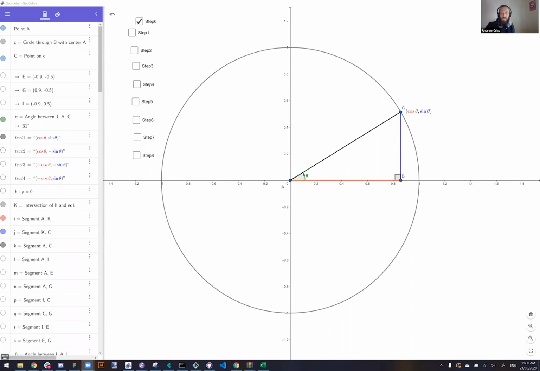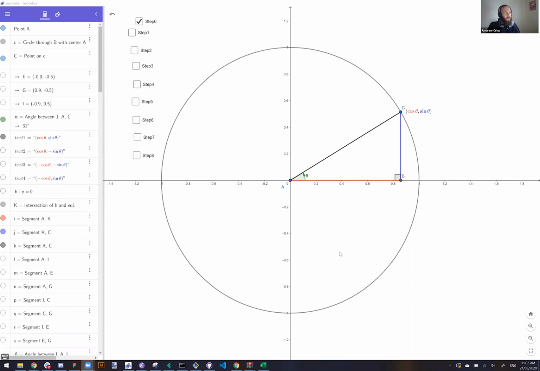Hello, everyone. I was asked last week to do a lesson on trigonometric identities. And so I've put together this GeoGebra applet, and what we're going to try and do is establish some of the basic trigonometric identities, and work towards the so-called double angle formulae. Okay, so let's get started.